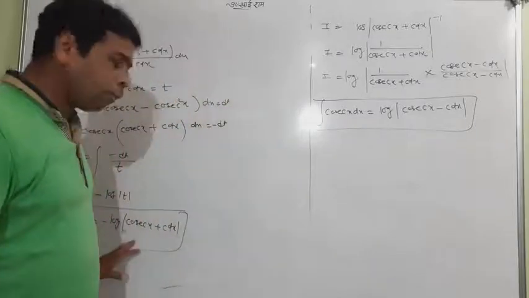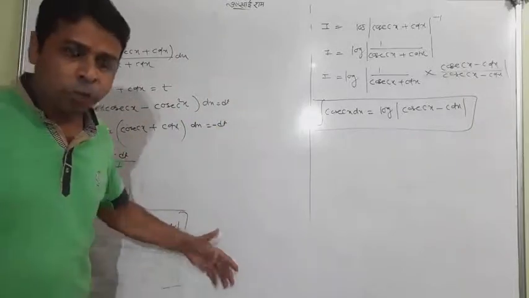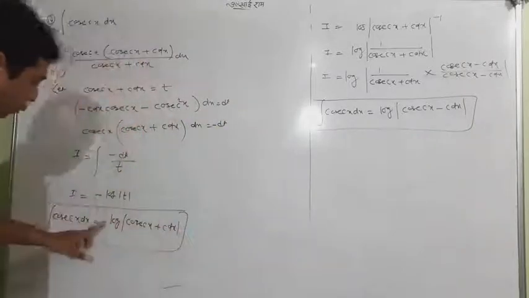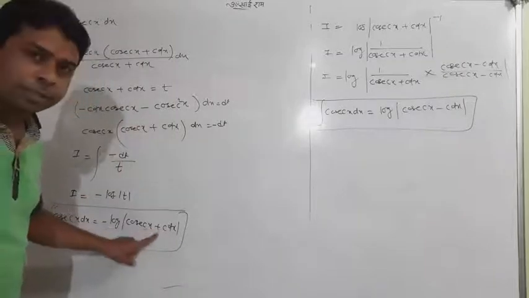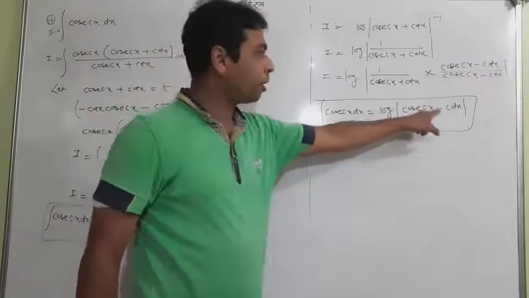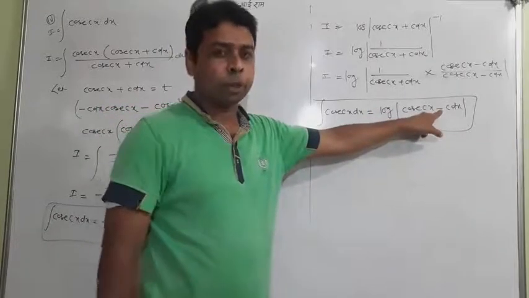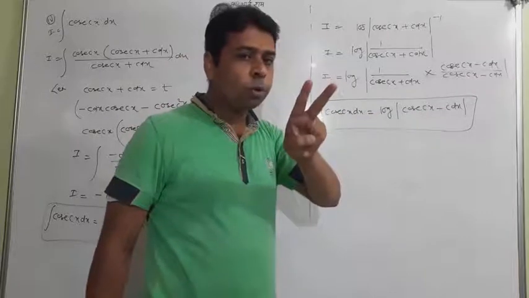So this is the first formula, and this is the second formula. Both look almost the same, so let me tell you a trick. If you are using a minus sign in front, in the middle it is a plus sign. If you are using a plus sign here, then in the middle it is a minus sign. So never be confused. Okay. We have seen two formulas of cosec x.